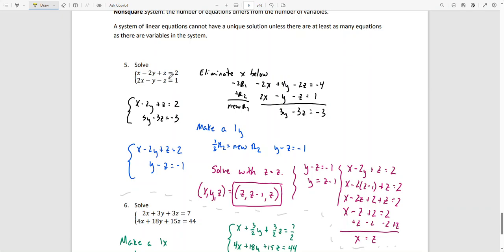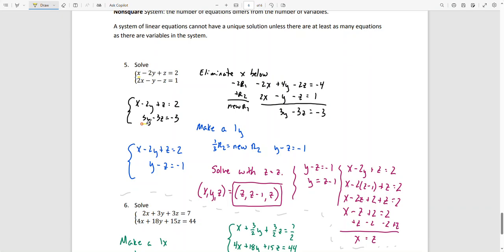2x minus y minus z equals 1. When I see 3 variables and only 2 equations, I know this is dependent. So I'm still going to use my stair-step idea. I'll get a 1x in the upper left-hand column. I'll use that 1x to eliminate the 2x below it. As I do over here, writing instructions for myself. My new row 2 is 3y minus 3z equals negative 3.